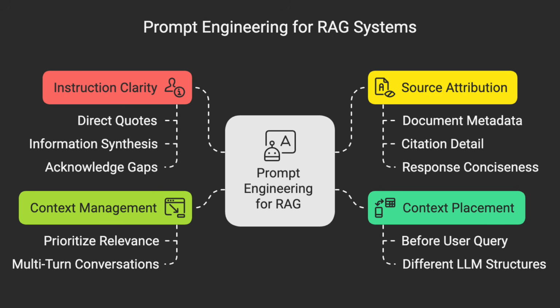Instruction clarity is really important. We need to be explicit about how the model should use the retrieved information and specify if it should quote information directly or synthesize it in some way. We should also indicate whether to acknowledge information gaps. When we require source attribution, we need to instruct the model on how to cite sources. So we can consider including document metadata in the context and choose the balance between citation details and response conciseness.